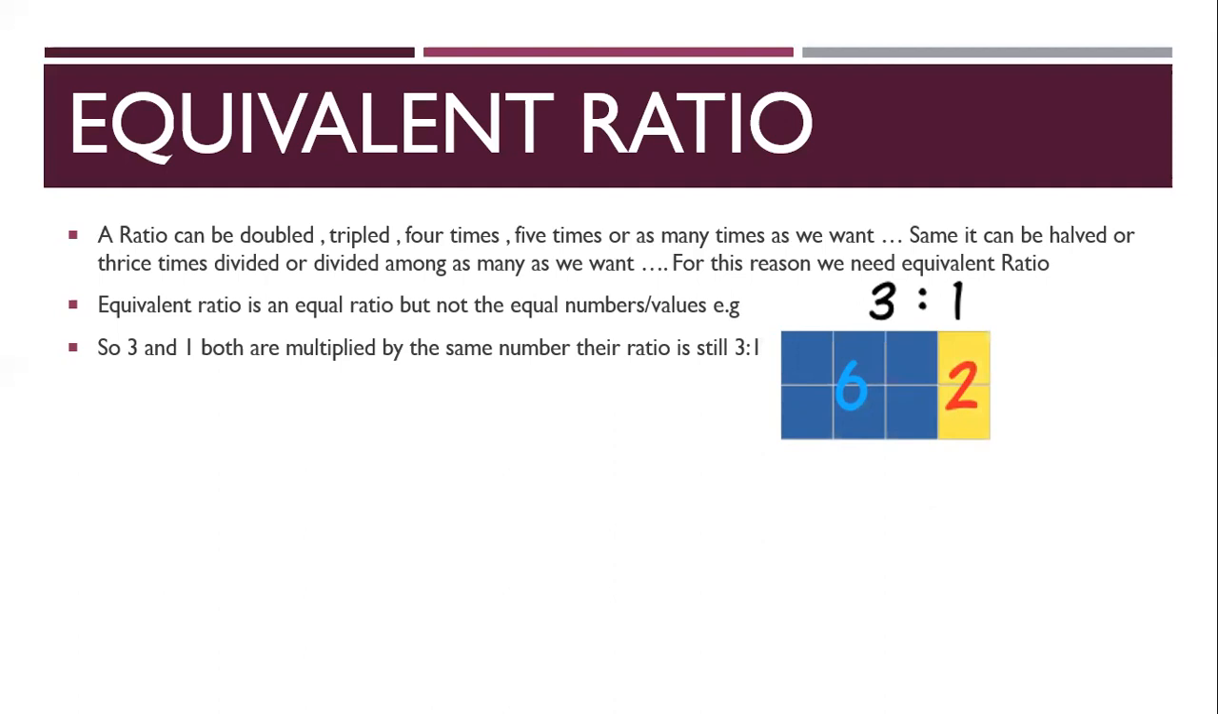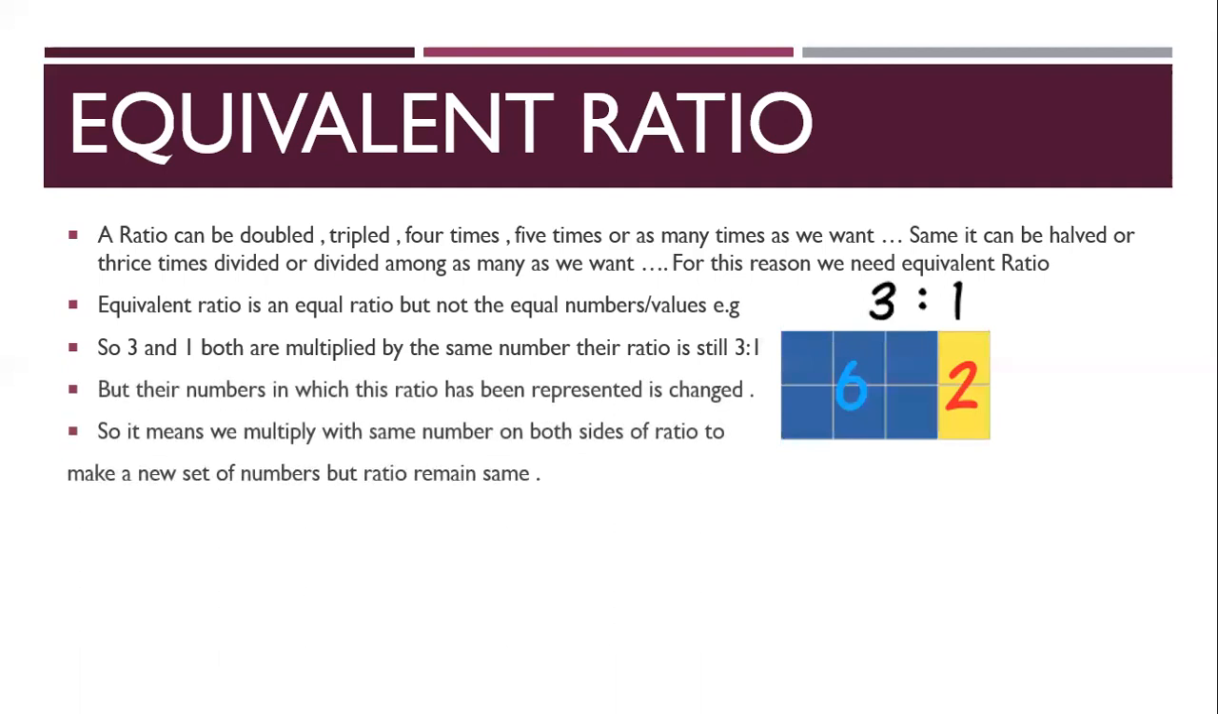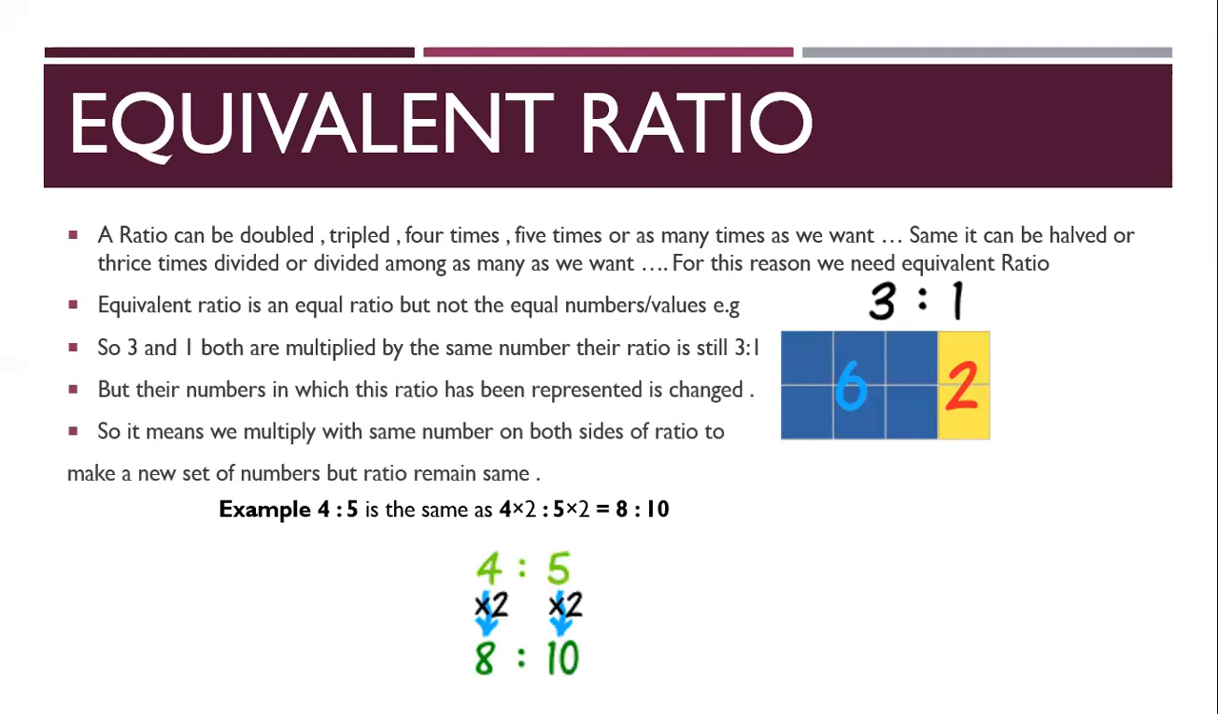How can we see the ratio remains 3:1? Let's talk about it with the concept of equivalent ratio. The numbers in which the ratio is represented change, but we multiply by the same number on both sides of the ratio to make a new set of numbers. The ratio always remains the same. For example, if 4:5 is multiplied on both sides by 2, the new ratio becomes 8:10. 4 2s are 8, 5 2s are 10. So we have 4:5. When we multiply both sides by 2, we get 8:10.